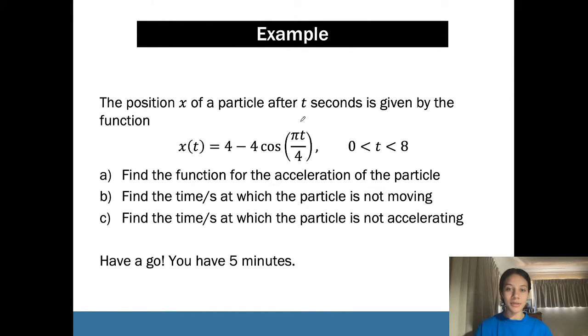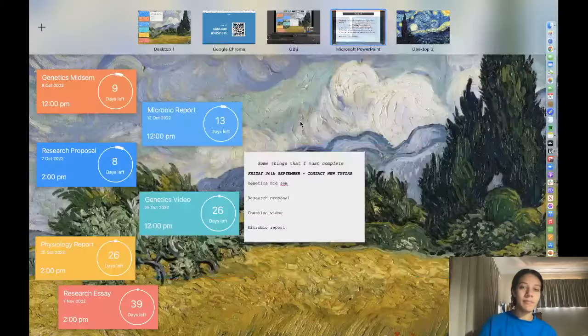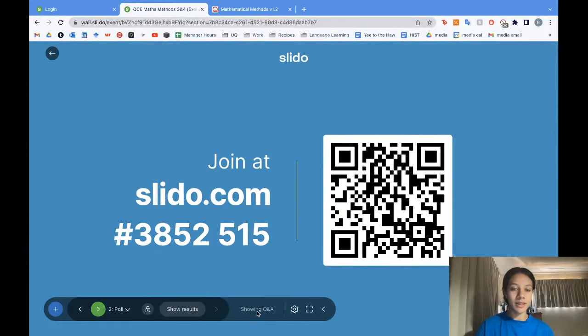Alrighty, so I've got a practice question up here for revision, and then I'll go through the answer if you're not feeling too confident, but I would like to give you guys some time to have a go at it yourselves. The position x of a particle is given by this equation. For parts A, B, and C, you want to find the function for the acceleration of the particle, find the times at which the particle is not moving, and then find the times at which the particle is not accelerating. I'll give you guys about 5 minutes to have a go. I'll double check if we have any questions.